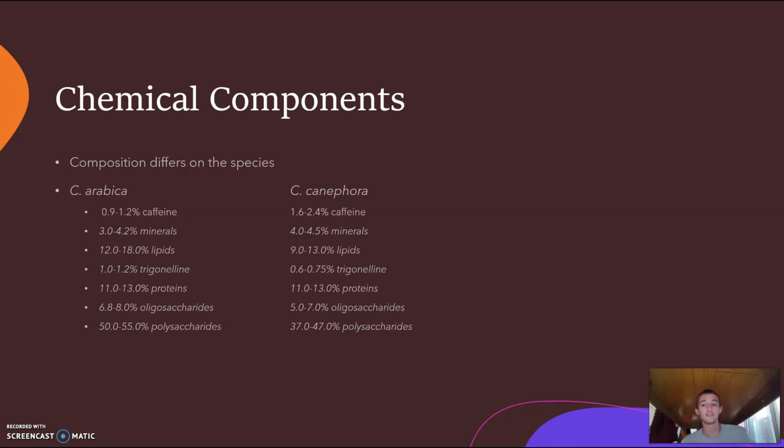But you'll notice that this trigonelline has a positive effect on the human body, and we'll get into that a little bit later. And Coffea arabica has more of that in its chemical composition than canephora, which is significant.